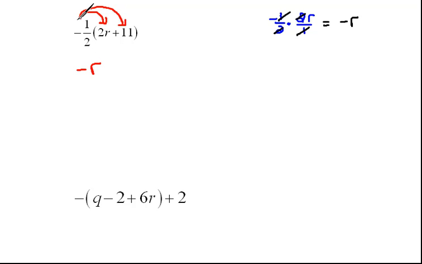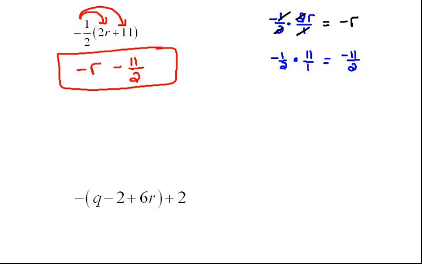Now we still have to finish our distribution, so negative 1/2 times a positive 11. If you need to come out to the side and do that, we can. There's nothing here that will cancel, so we just have to multiply straight across the top and straight across the bottom to get negative 11/2. So negative 1/2 times a positive 11 would be negative 11/2. We can't combine these because they're not like terms, so that's all we can do.